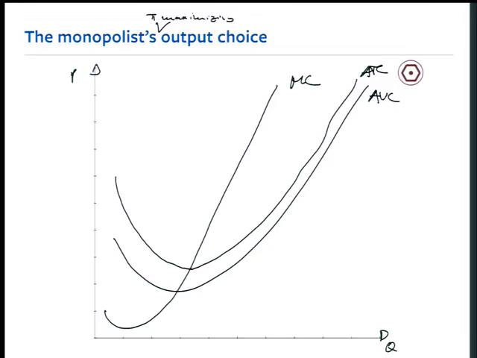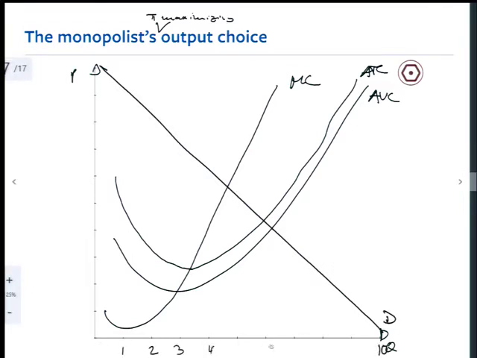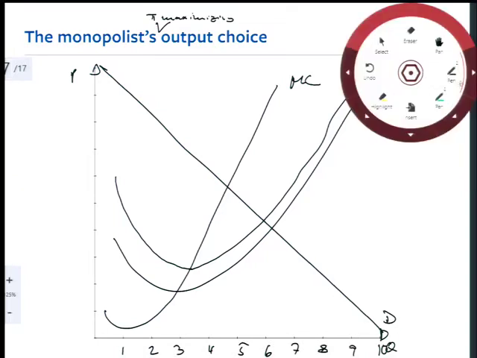For the monopolist, this is different, right? The monopolist doesn't face some sort of horizontal demand curve. The monopolist faces the entire market demand curve. So this is demand. So we know that this is 10 units. 1, 2, 3, 4, 5, 7, 8, 9, 10. I can still count to 10. Good. And now let's draw the marginal revenue curve.